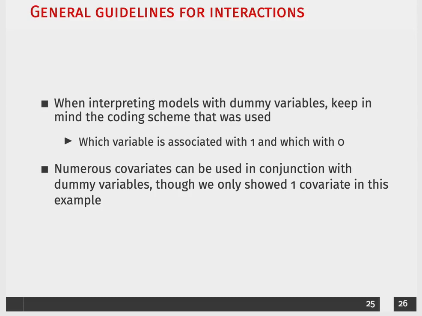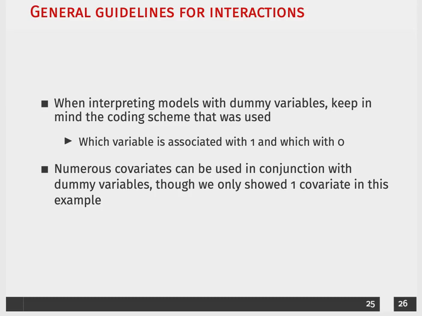Now remember, numerous covariates can be used in conjunction with a dummy variable, though we only show one covariate in this example. We started to do that with regard to gender, so you could see that we even had multiple dummy variables in our regression. It doesn't matter how many dummy variables we have per se, though I would say that adding more variables inherently is going to reduce the efficiency of your model as well as the fit. And so that's something we'll get into later.